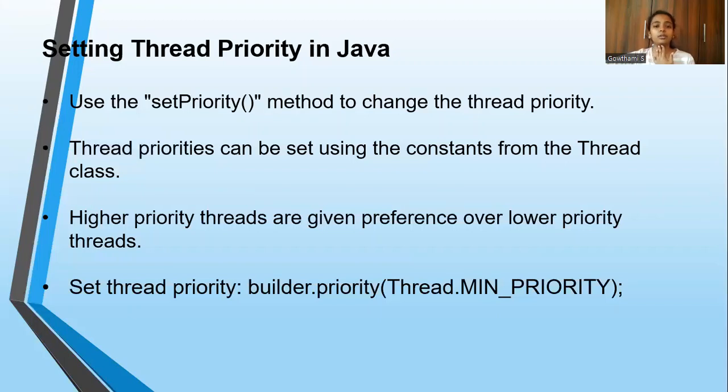Setting the thread priority in Java: use the setPriority method to change the thread priority. Thread priorities can be set using a constant from the Thread class. Higher priority threads are given preference over lower priority threads. To set thread priority, you write the builder dot priority, and whatever the thread name is can be mentioned.